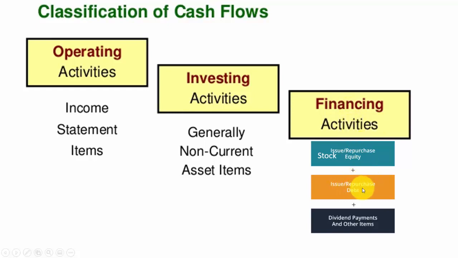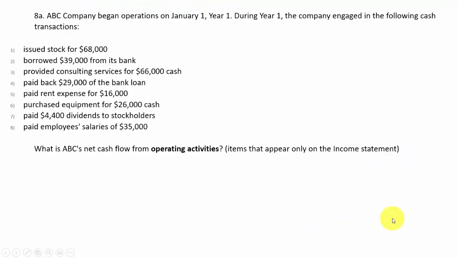Issuing or paying off debt. That's another type of financing activity. And the third type of financing activity would be dividend payments. So operating activities are income statement items, revenues and expenses. Investing activities are buying or selling assets, long-term assets. And the financing activities are either buying or selling stock, repurchasing stock, whatever, taking out debt or repaying debt, and then also making dividend payments. Keep those three things in mind on these next several questions.